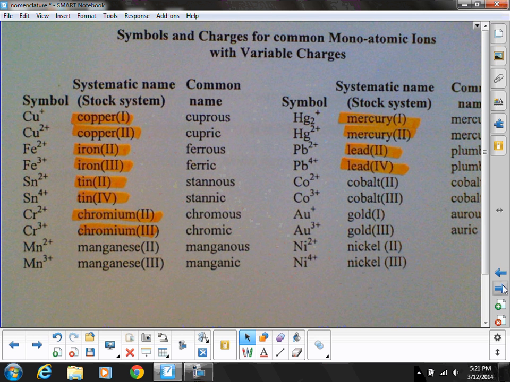Also, the reverse of that: if you're given a formula that has copper in it, you want to be able to go, oh, wait a minute, that's a transition metal. That's one of the ones that I need to know. It's got to be +1 or +2, and then you can figure it out from there. So I would also suggest making flashcards for those transition metals with variable charges.